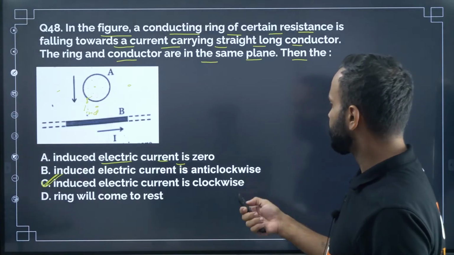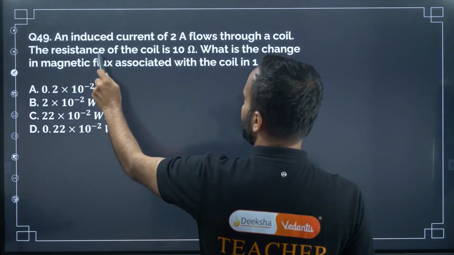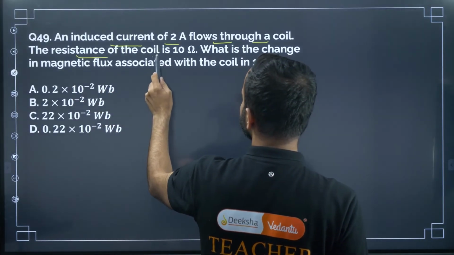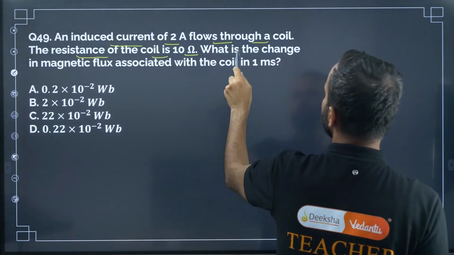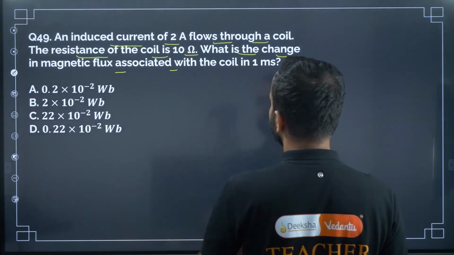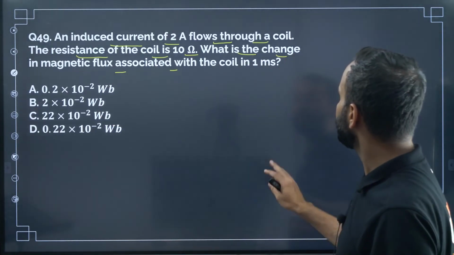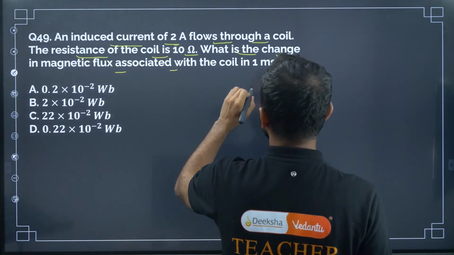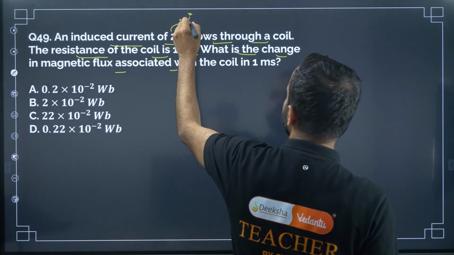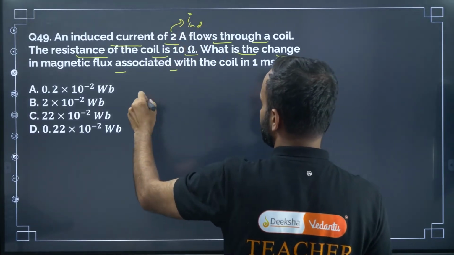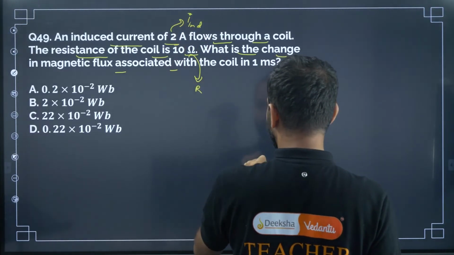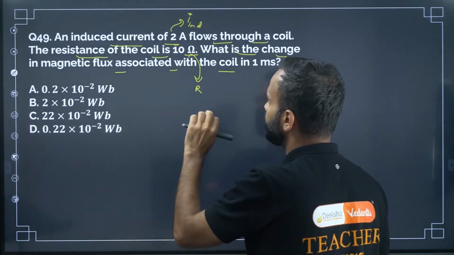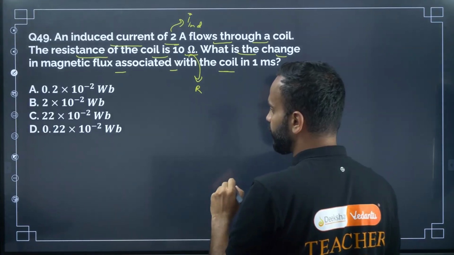Next question, question number 49. An induced current of 2 ampere flows through a coil. The resistance of the coil is 10 ohm. What is the change in magnetic flux associated with the coil in 1 millisecond? Okay, the induced current is 2 ampere, right? I induced equal to 2 ampere, right? The resistance is also given, R, right? So we need to find the change in magnetic flux associated with the coil in 1 millisecond.